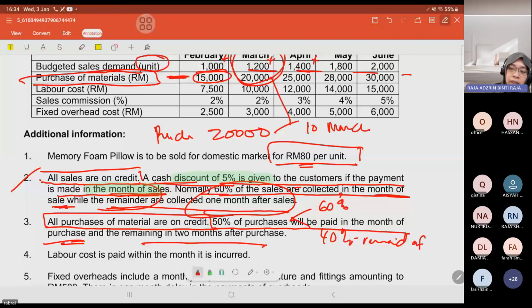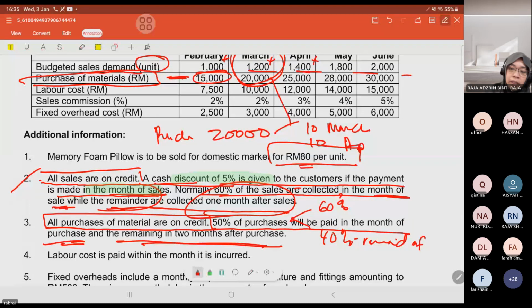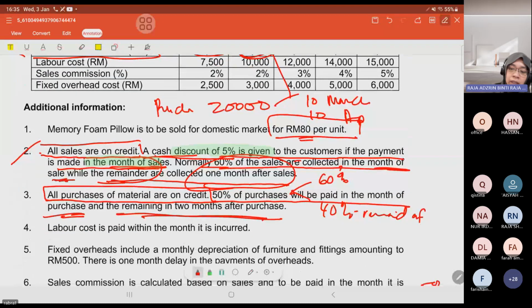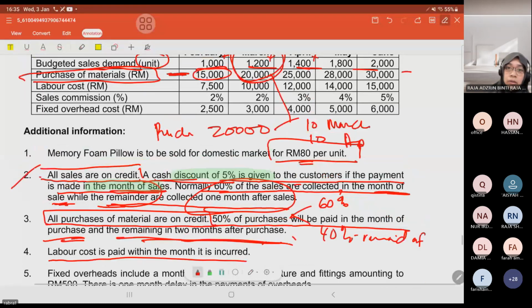Maknanya bukan March, tapi bukan April, tapi remaining in 2 months after purchase. So kalau you purchase in March, so dia akan settle bila? In 2 months after the purchase. Okay. Next, labor cost. So tadi 10 will be settled in May lah kan.